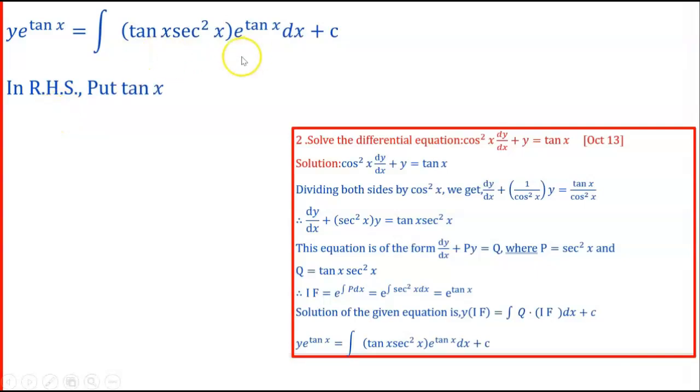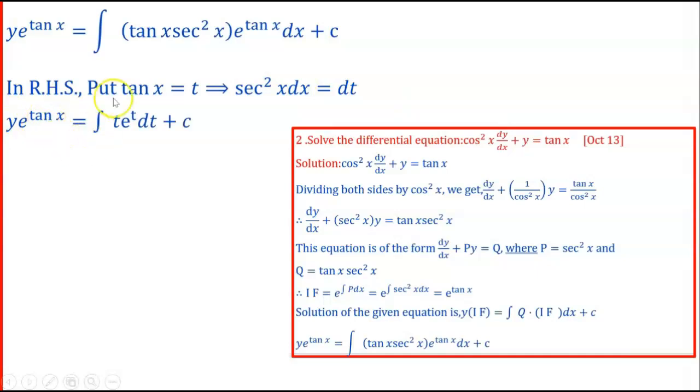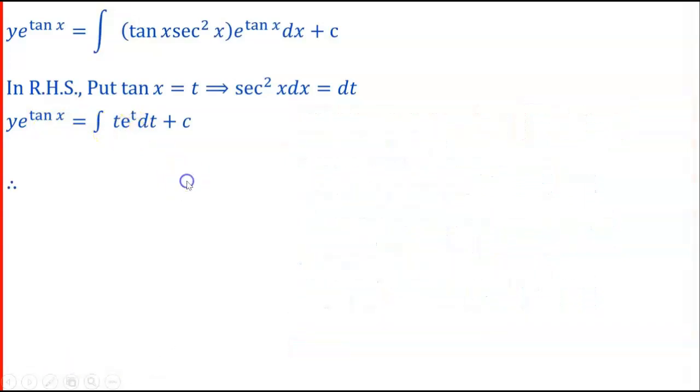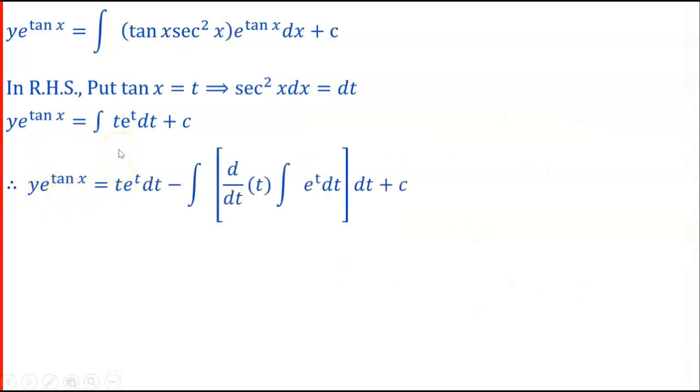Okay, now see this here, RHS. Put tan x = t, then you will have sec²x dx = dt. Therefore, y · e^(tan x) = integral of t · e^t dt. Now solve this integration by parts. Here the first function into the integral of the second. Here we will apply the ILATE rule. Now here there are two functions: the first is an algebraic function and the next is an exponential function.